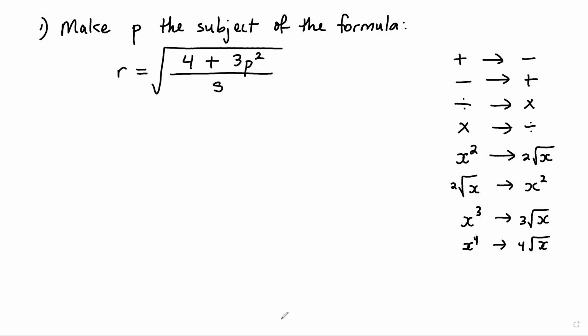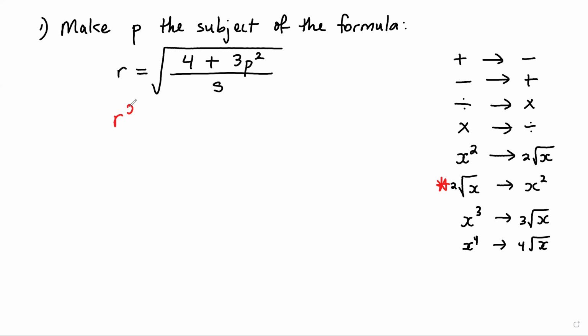Anybody? Isabel, do you know? What is the opposite of taking the square root? Miss, you would square it. To square it. That's this one here. The opposite of taking the square root is to square something. So if I want to remove the square root, I'll square both sides.